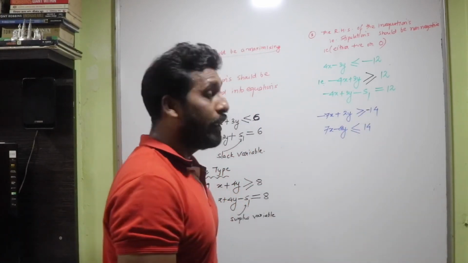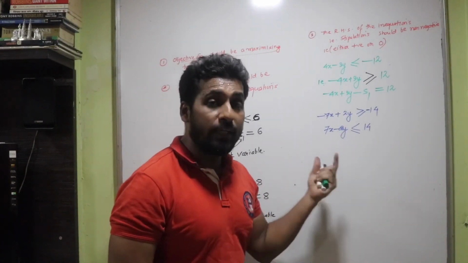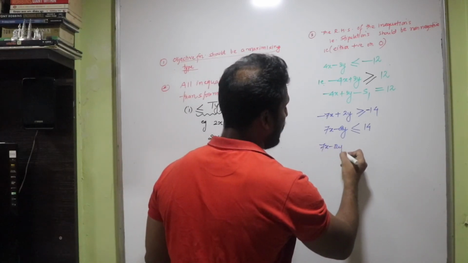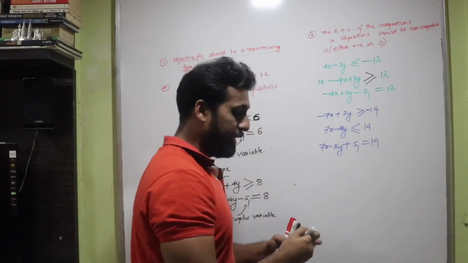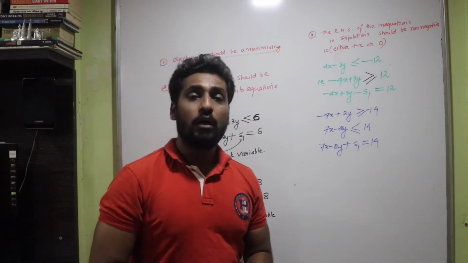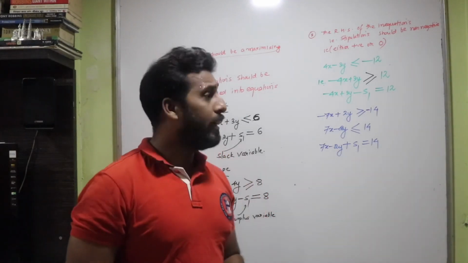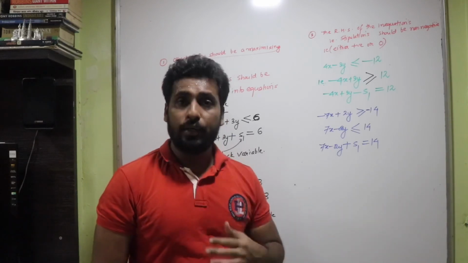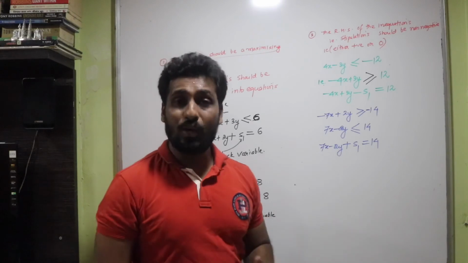Now what kind of an inequation is this? This is a less than type. If it is a less than type, that means it will now need a slack variable. So I'm going to write it as 7x minus 2y plus s1, and it transforms into an equality. So this is the third point that you should be remembering while transforming a linear programming problem into a standard form.